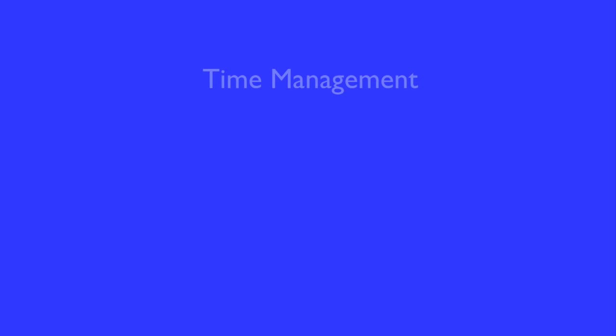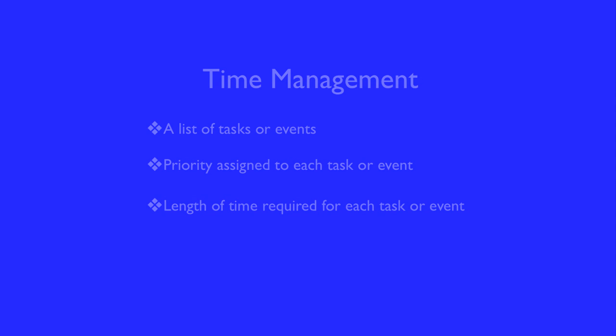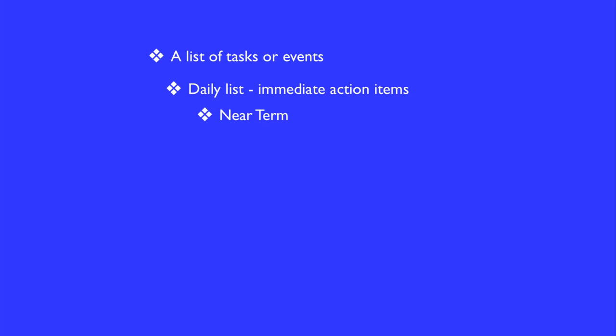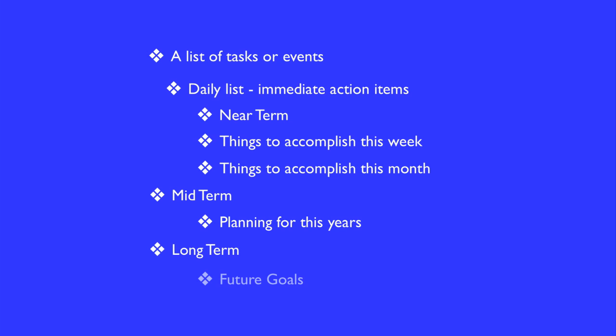Time management plans are made up of three elements: a list of tasks or events, the priority assigned to each task or event, and the length of time required for each. The list should be divided into several categories: the daily list, immediate action items, near-term items, things to be accomplished this week, and things to be accomplished this month. Next, midterm planning for this year, and long-term future goals.